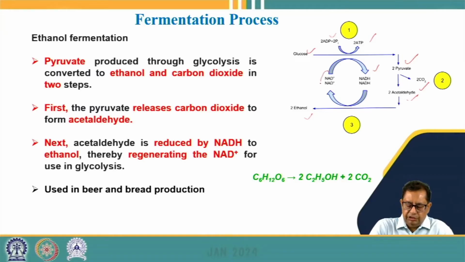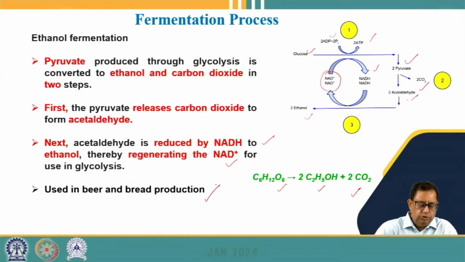So here the regeneration of the NAD+ takes place, and we get two molecules of ethanol in this case. We can see here that the glucose is converted to two molecules of ethanol, and two molecules of carbon dioxide are produced in this reaction. Such a type of fermentation process is known as ethanol fermentation, and here the acetaldehyde is reduced by NADH to ethanol, and it regenerates the NAD+, which can again be used for the process of glycolysis. And such a process is generally used in the production of beer or bread.